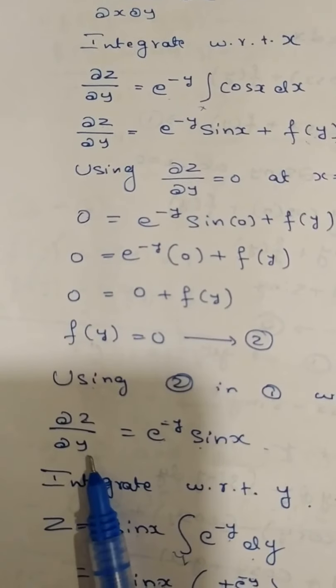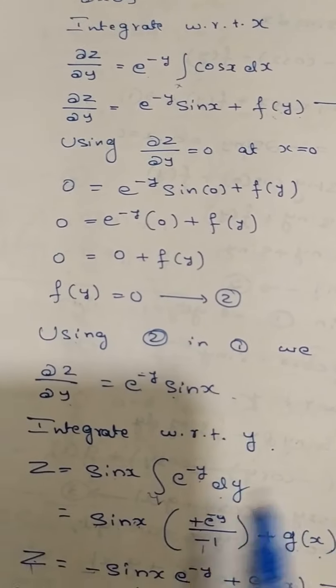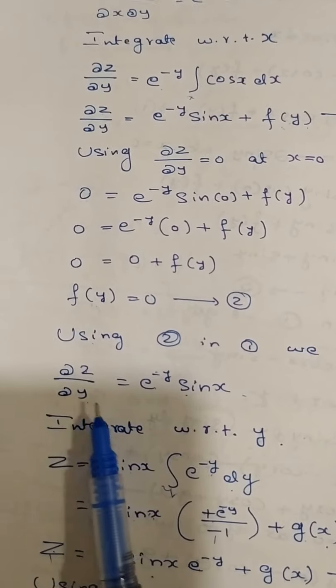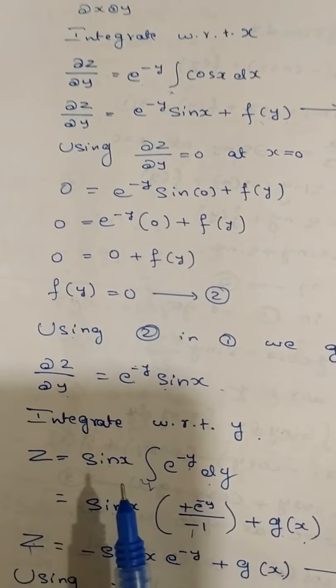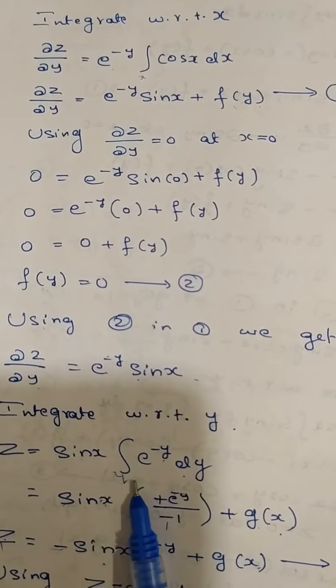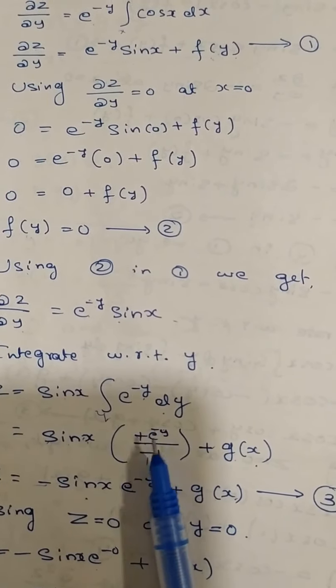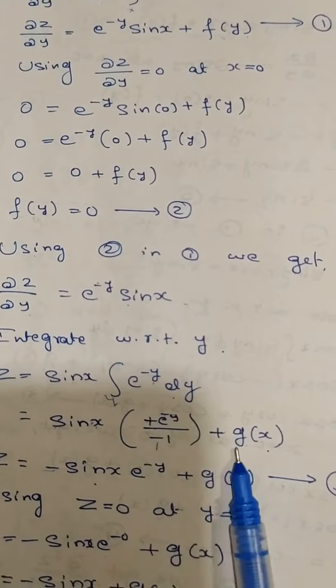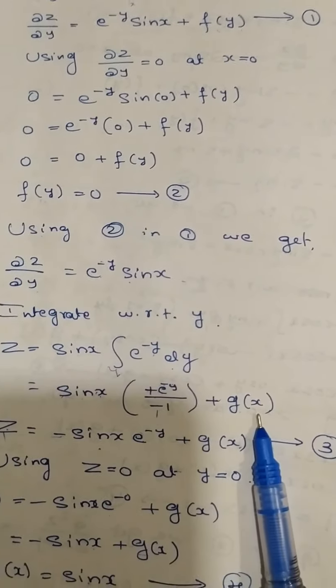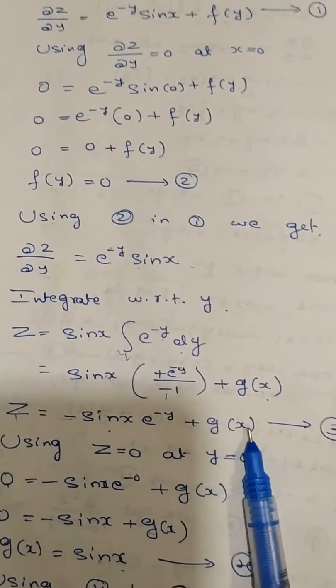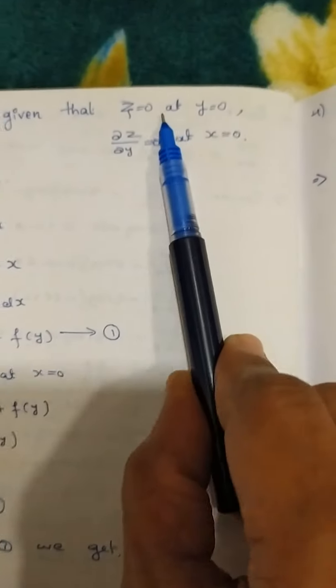What is the variable? y. Now integrate with respect to y. If you integrate dou z by dou y with respect to y, we get z only. Sin x is constant, and we integrate e power minus y with respect to y. Integration of e power minus y is e power minus y divided by minus 1, plus the integral constant, g of x. Now find g of x using this condition: z is equal to 0 at y is equal to 0.